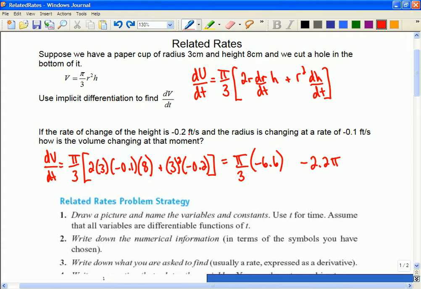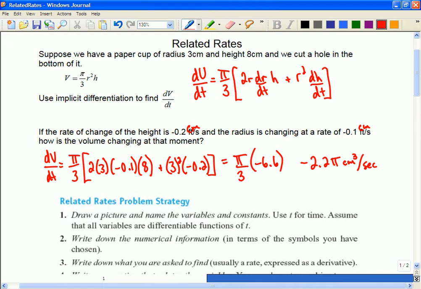So the mistake was probably here. It's probably changing in centimeters per second, because that way we know our units for volume are centimeters cubed per second. So the volume is changing at that speed, which means the volume's decreasing because it's negative. And that should make sense again, because the radius is shrinking, the height is shrinking. So now we know how fast the volume is shrinking as well.